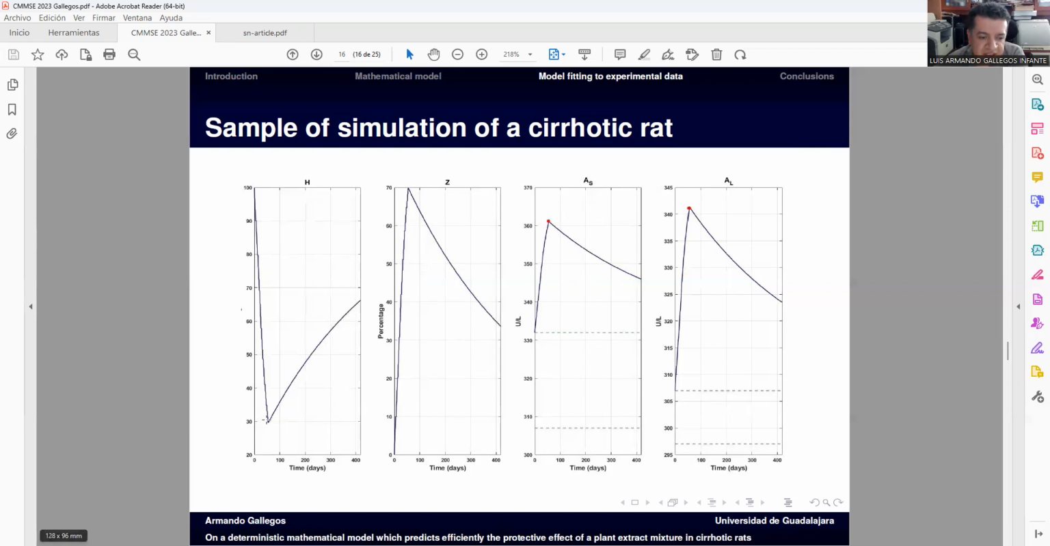And after the administration of the tetrachloride, we let the simulation evolve 1 year, but without damage, and note that we have a slight recovery, but of course it's not enough.